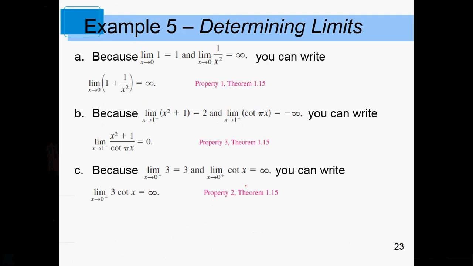And then 3 times the cotangent of x, as x approaches 0 from the right, same deal. We know that 3 is 3. Cotangent, like I said, it falls. So since we're going from the right, that means we're going to positive infinity. So a positive number times positive infinity is positive infinity.